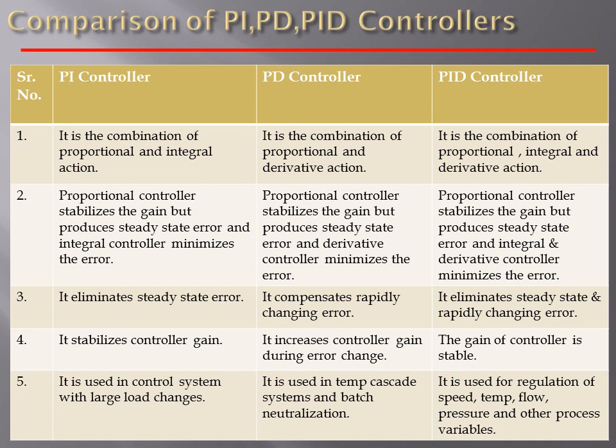Then PI controller is used in control systems with large load changes. PD controller is used in temperature cascade systems and in batch neutralization, and PID controller is used for regulation of speed, temperature, flow, pressure and other process variables. We can also write the equations of PI controller, PD controller and PID controller as the difference.